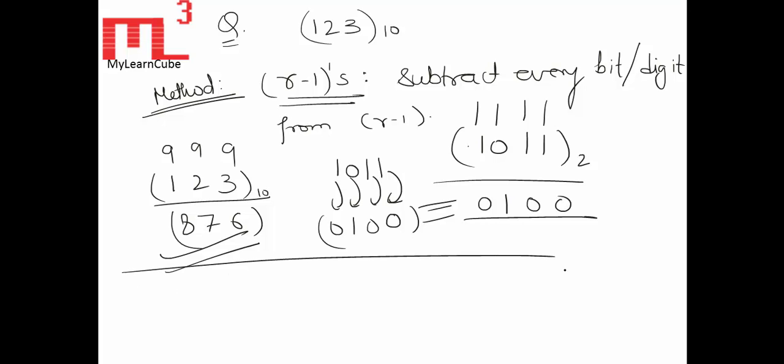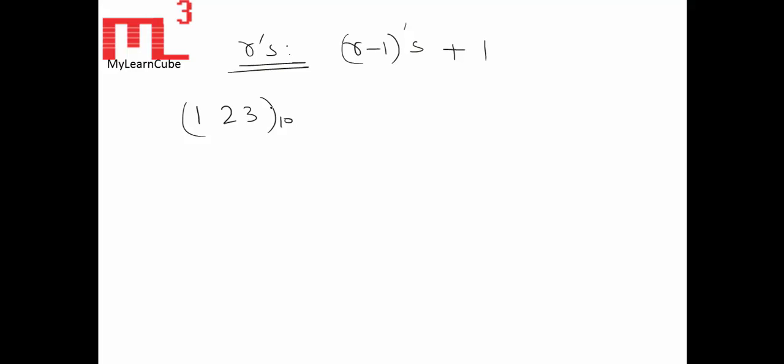Next is your R's complement. Generally many students learn that R's complement is R minus 1's complement plus 1. So this is the way. 123 base 10. You want to compute its 10's complement. You will first find its 9's complement, which is nothing but 876, and then you will add 1 and you will get the 10's complement.